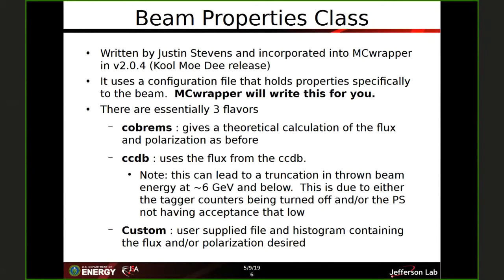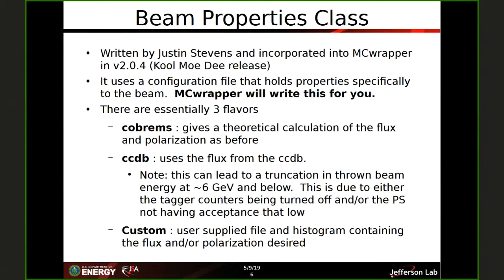There are essentially three flavors of this kind of class. You can ask for cobrims. Cobrims is the original way we used to do things. It gives a theoretical calculation of the flux and polarization from a model.